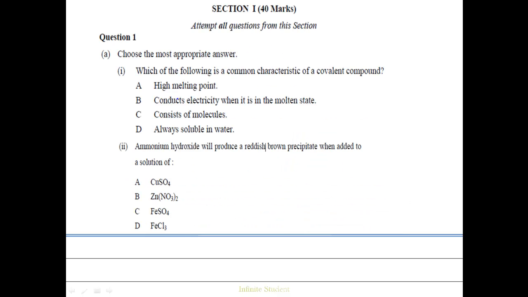We get on to section 1, question number 1. Choose the most appropriate answer. Which of the following is a common characteristic of a covalent compound? A. High melting point. B. Conducts electricity in its molten state. C. Consists of molecules. D.